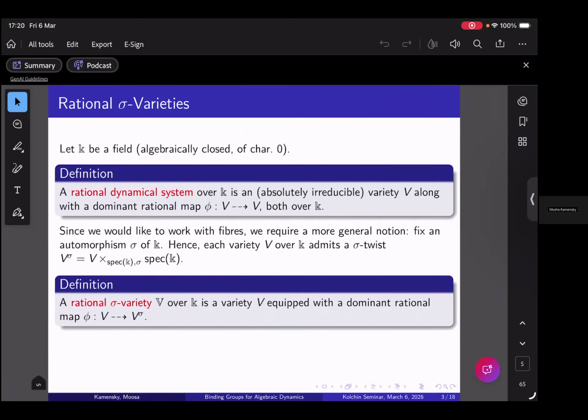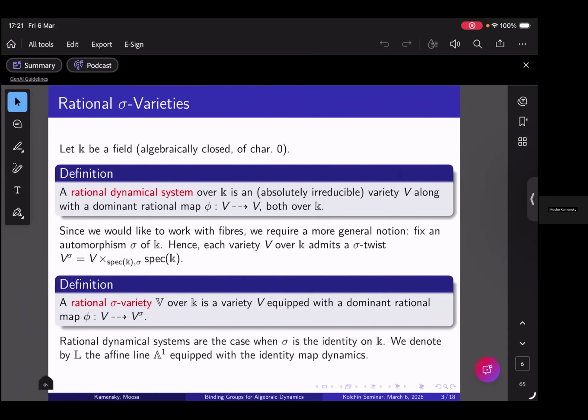Geometrically, you can also think about it as just a relative situation. You can imagine that K was the field of functions on some rational dynamical system, and then we have a map from V to that variety. So the previous situation is when sigma is the identity, and I denote by this boldface L just the affine line with the trivial dynamics.